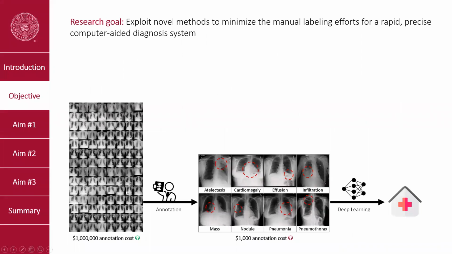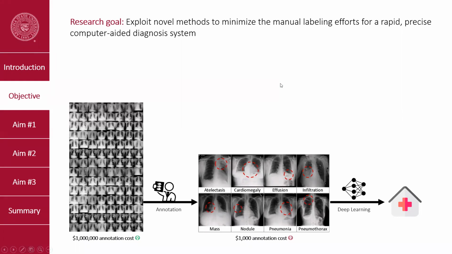Here I show you the simplified workflow of how deep learning engages with healthcare in practice. First, we obtain the annotation from a human expert, and then train the model using this annotation. Finally, we deploy the deep model in clinical practice. Perhaps some hospitals lack expertise. To optimize this workflow and to quickly build an effective system, our research goal is to exploit novel methods to minimize the manual labeling effort.